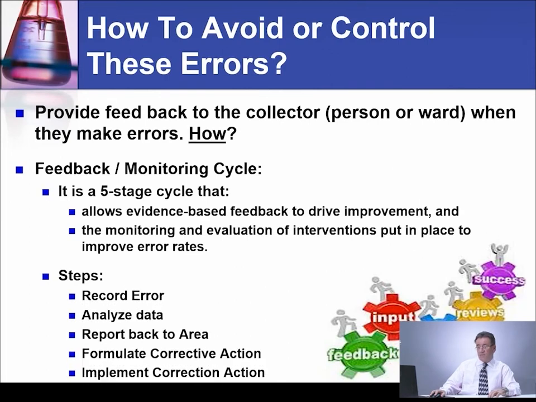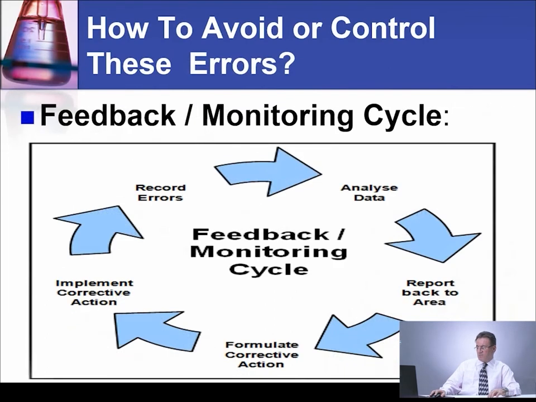What are the steps? You record the error, you analyze the error, you report back to the area, you formulate corrective action, and then you implement the corrective action, and then you evaluate that corrective action. If it works, that's good. If it does not work, then you need to repeat the cycle again with another corrective action maybe. And this is just a picture of the cycle with the 5 steps.